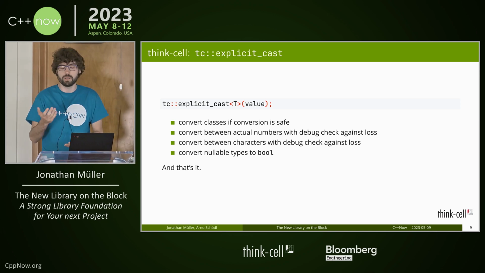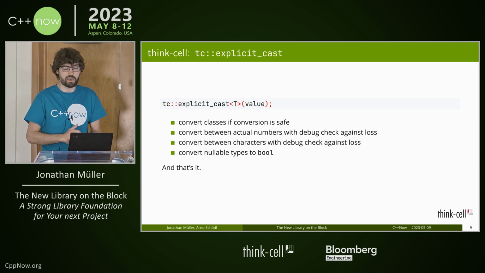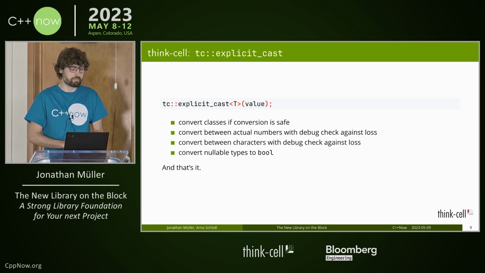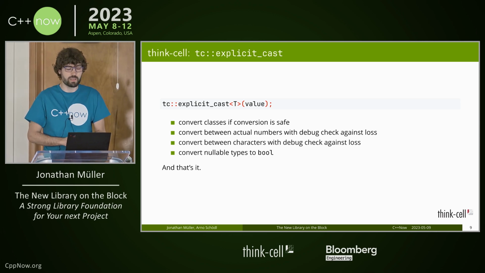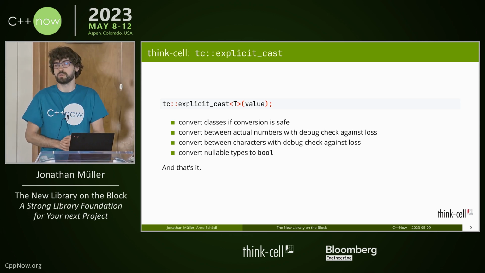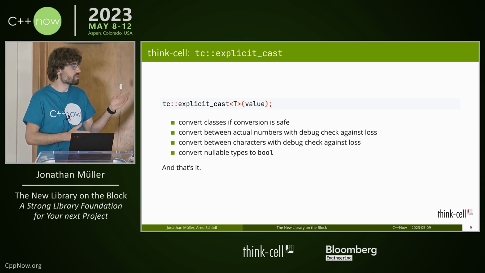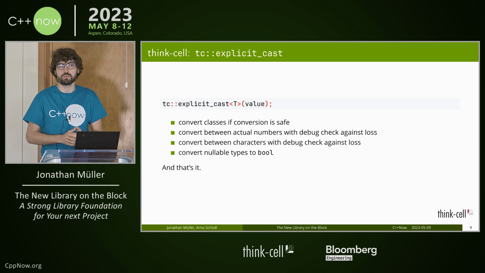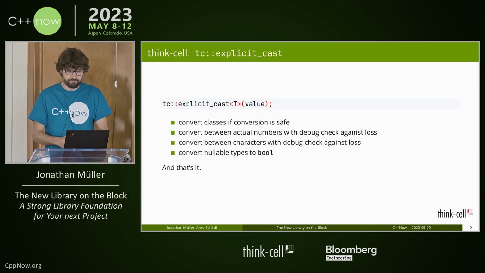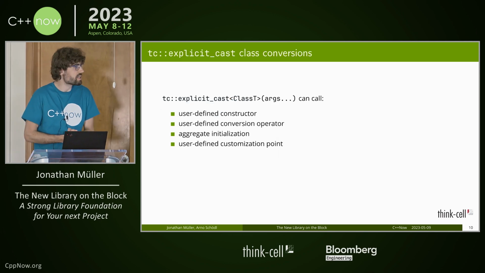So you can convert a longer into a shorter one, but you get a guarantee that you don't throw away bits there. You can convert between characters, again, with a debug check against loss. And you can convert a nullable type to bool. So, for example, you can cast an optional to bool using explicit cast. And that's it. Those 4 operations cover the vast majority of use cases you want to do with static cast, and we've added debug checks for those. Let's focus on class conversions.